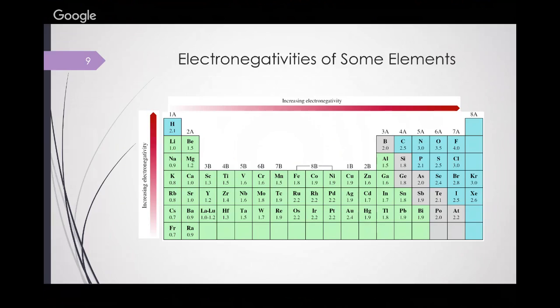So in order to determine the polarity of a bond, all you do is look at your atoms and subtract. The difference between fluorine and hydrogen, 4 minus 2.1, is 1.9. The difference between phosphorus and lithium is 1.1. That tells you the electronegativity difference.